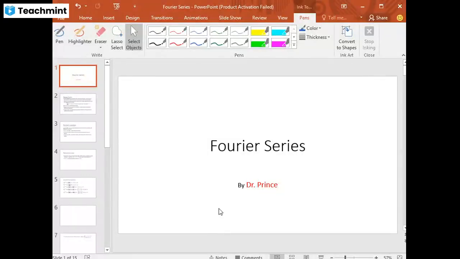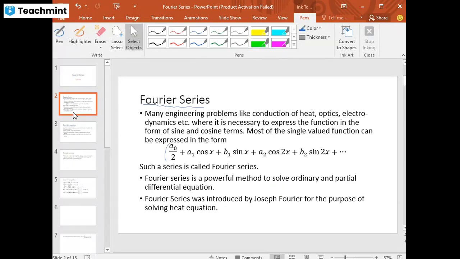Hello students. In this class we are going to discuss the topic Fourier series. So what is the Fourier series? Fourier series is basically, as the name suggests, an infinite series in which we can represent a function in the form of trigonometric functions like sine and cosine terms.